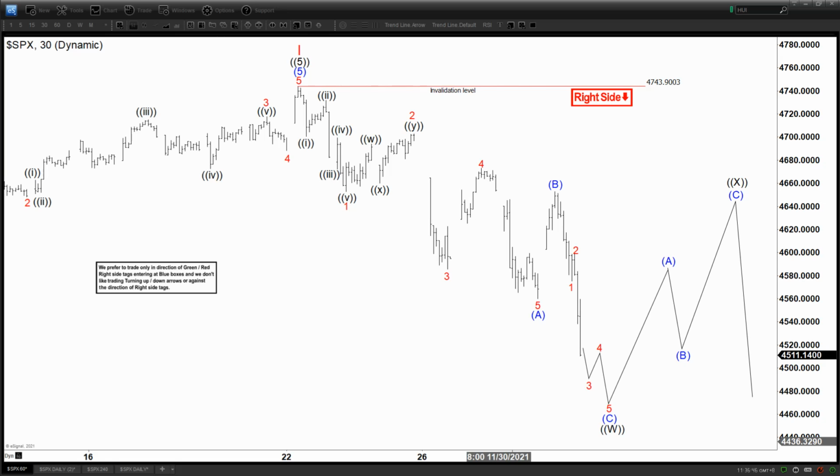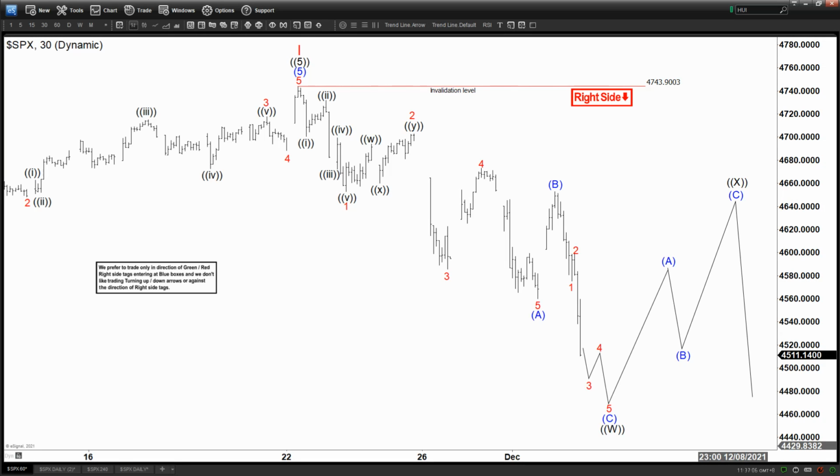The time is around 3:30 a.m. GMT, and today we're going to be looking at the chart of the S&P 500. This is SPX, which is S&P 500 cash, on the 30 minutes chart. What we see here is we ended this wave 1 over here.